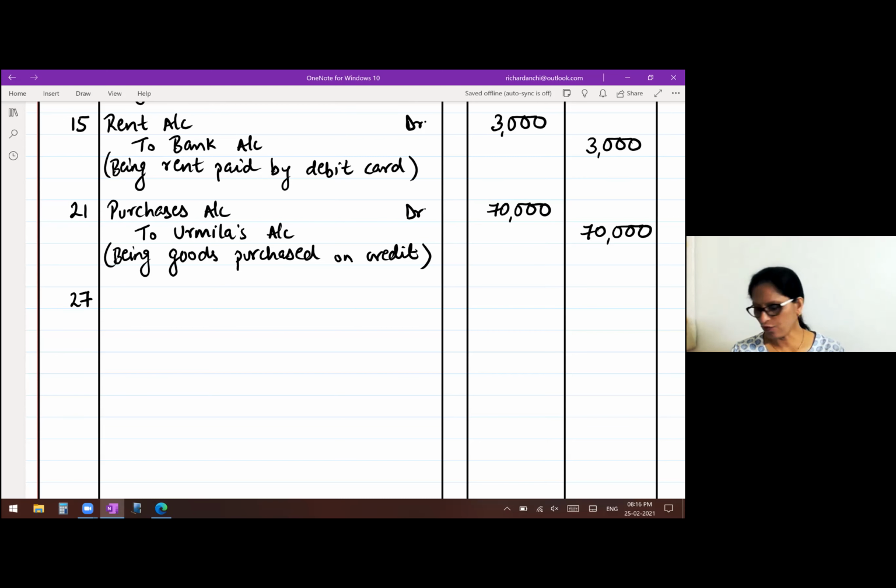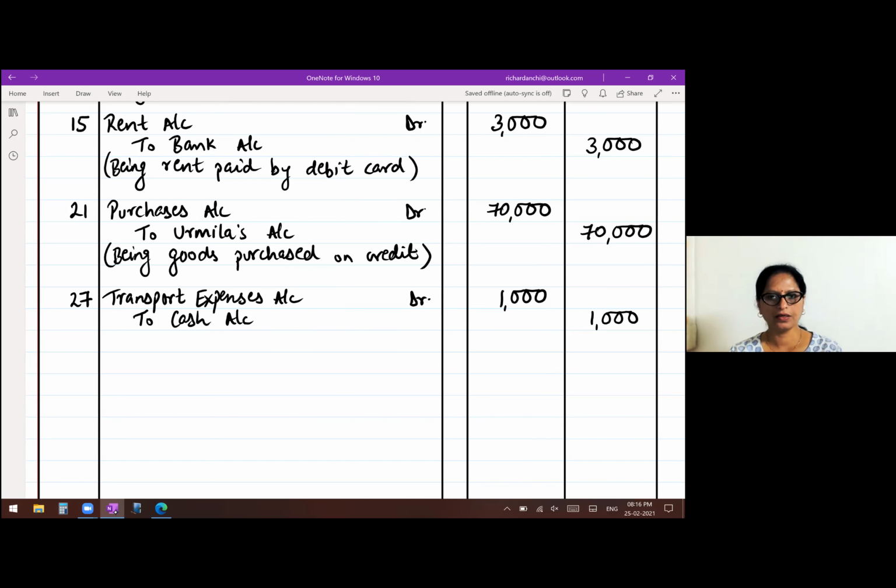So here you're paying for transport. So it is transport expenses account debit. Transport expenses account debit 1,000 and you are paying this by cash. Cash goes out. So to cash account 1,000, being transport expenses paid.